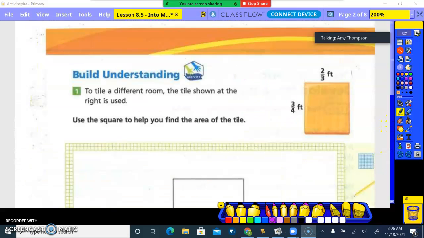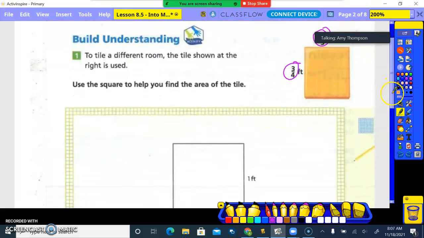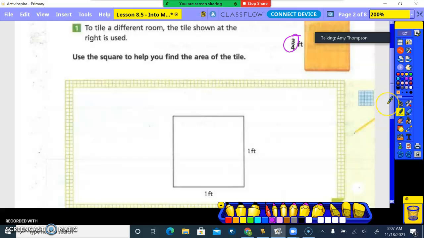Build understanding. To tile a different room, the tile shown at the right is used. Use the square to help you find the area of the tile. So we have 2/3 here and 3/4 here. So let's do our columns first. Using the fraction on the top, how many columns do I need? What's my denominator? 3, right? So I'm going to draw 3 columns.